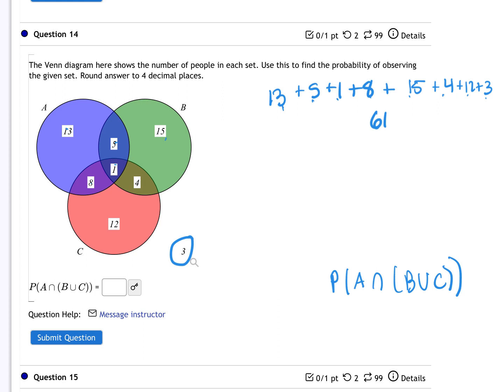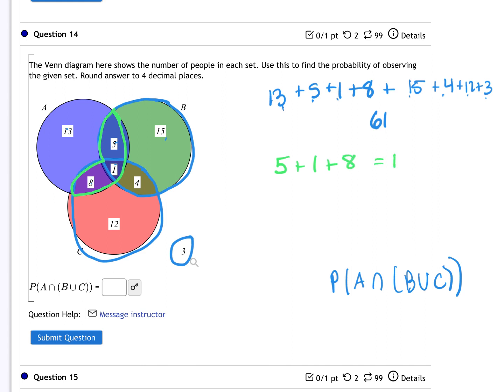And then we want B or C. So B or C, that's all of these and all of these. Intersecting those with A's, so they also have to be in here. All right. So this is going to be these guys in here. So I have 5 plus 1 plus 8, which is equal to 14 over 61 for the probability. That's the answer there.